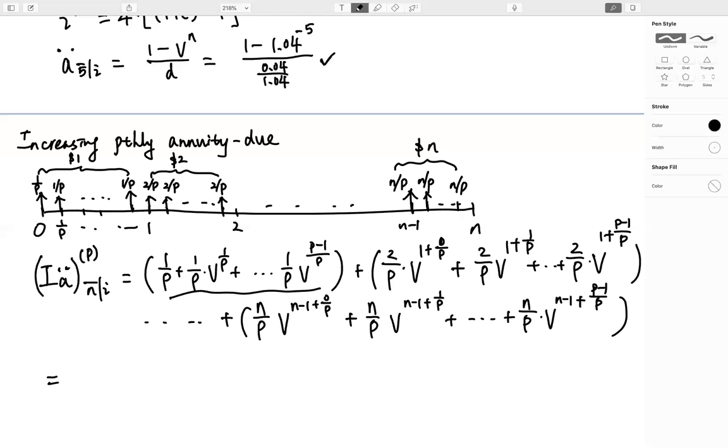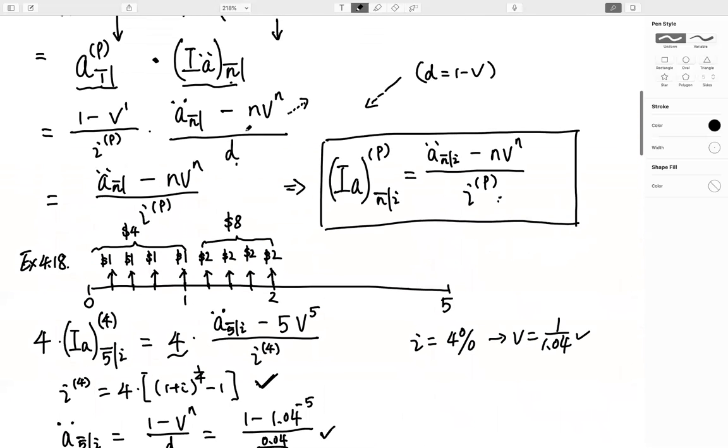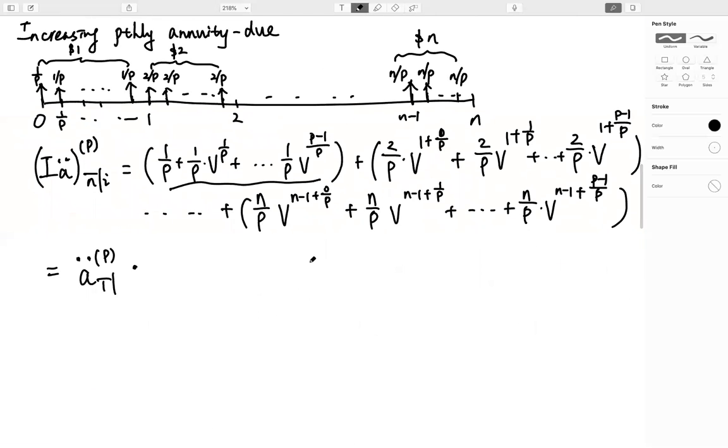If you do that, what you will receive is annuity due, and then you're going to times by the same thing. It's 1 plus, here would be 2V plus 3V squared, right? So this part would be the same as here, right? So that part is the same. So it's IA.